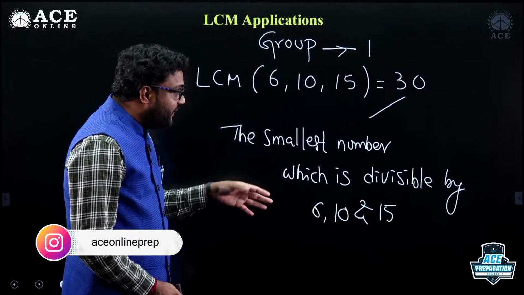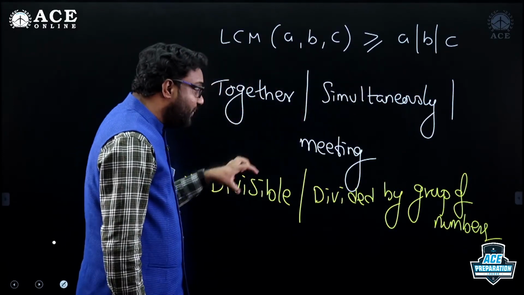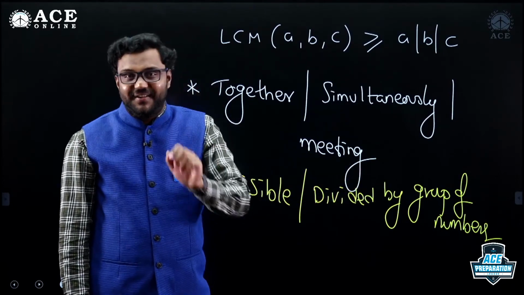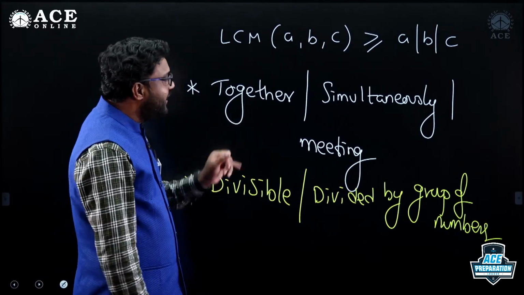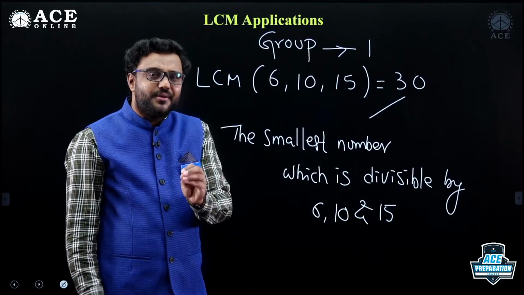Are divisible by, together, simultaneously meeting, are divisible by a group, or divide by a group, or our options are greater than the given numbers. In those scenarios, you can think about LCM, my dear friends. Now let's go ahead with the questions.